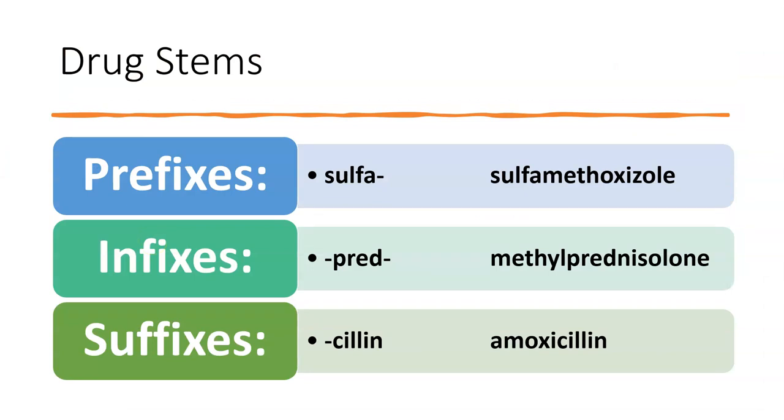Now, a drug stem could be a prefix, like sulfa in sulfamethoxazole, or it could be an infix. That means the word part is in the middle, like pred is in the middle of methylprednisolone, or it could be at the end, a suffix, silin, like amoxicillin. So any drug that ends in silin is going to be related to penicillin. Drugs that start with sulfa are going to be related to sulfonamides. This helps us. If somebody is allergic to a drug in this class, it gives us a little heads up. It helps us identify.